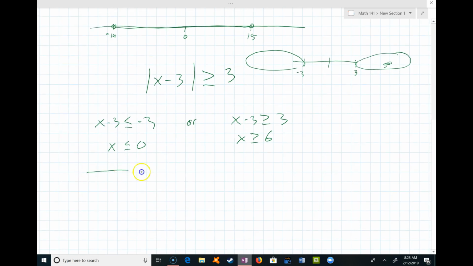So if we were to graph that, here's 0, 1, 2, 3, 4, 5, 6, there's 6. So if it's less than or equal to 0, there'd be a solid dot here and go that way. And if it's greater than or equal to 6, there'd be a solid dot here and go that way. If we were to write this with interval notation, we would say that this would be -infinity to 0 with a square bracket, and this would be square bracket on 6 to +infinity.